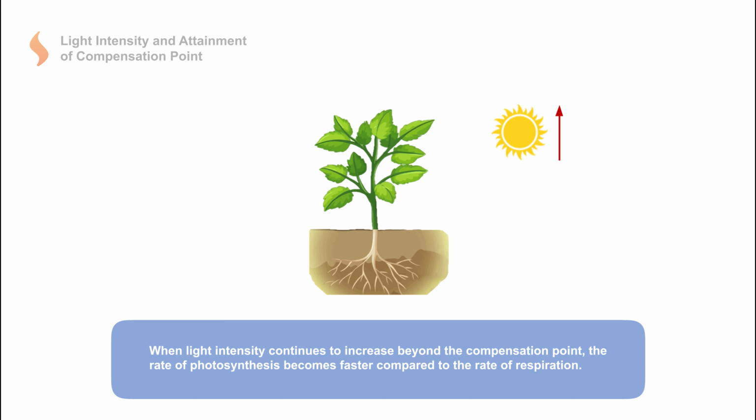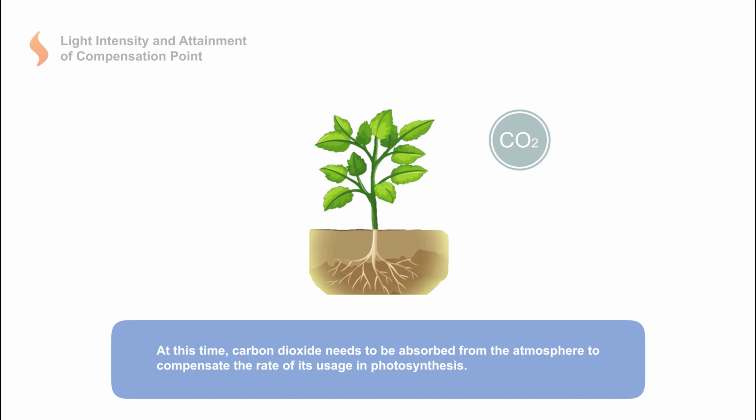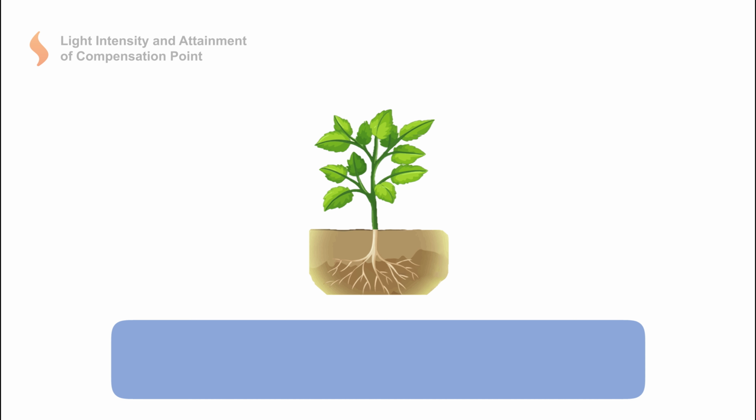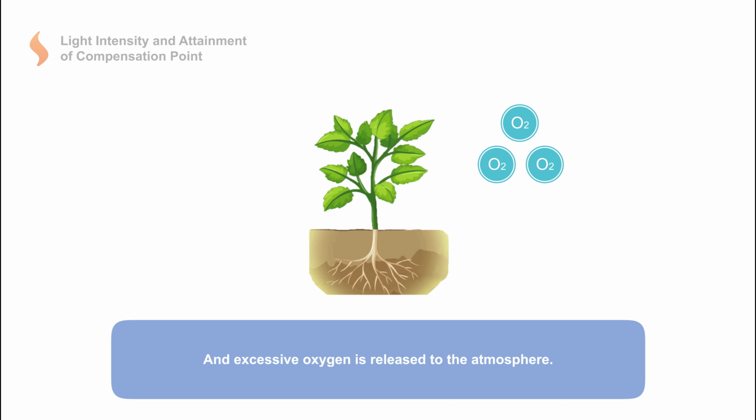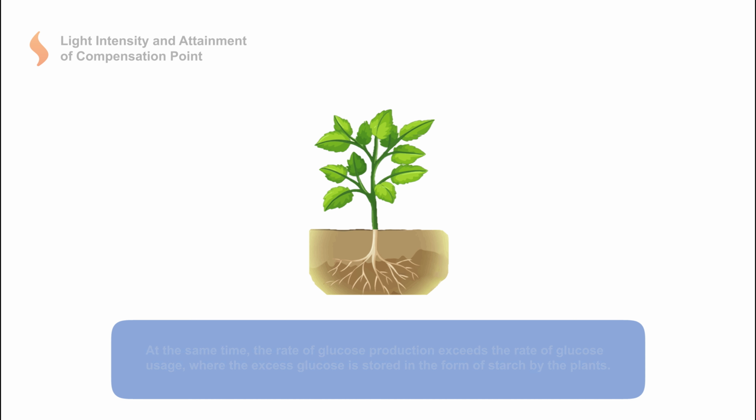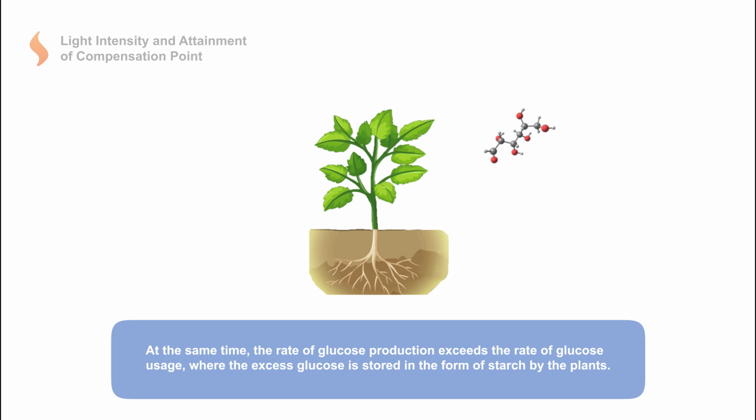When light intensity continues to increase beyond the compensation point, the rate of photosynthesis becomes faster compared to the rate of respiration. At this time, carbon dioxide needs to be absorbed from the atmosphere to compensate for the rate of its usage in photosynthesis, and excessive oxygen is released to the atmosphere. At the same time, the rate of glucose production exceeds the rate of glucose usage, where the excess glucose is stored in the form of starch by the plants.